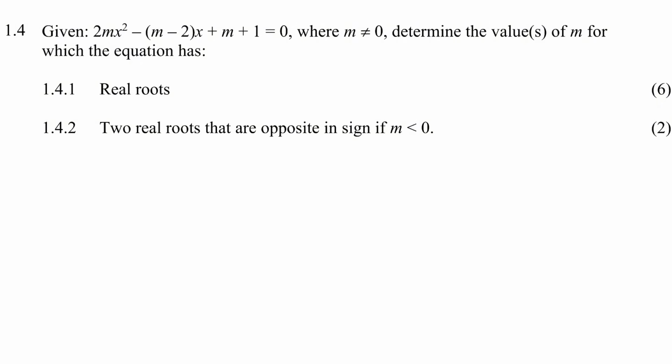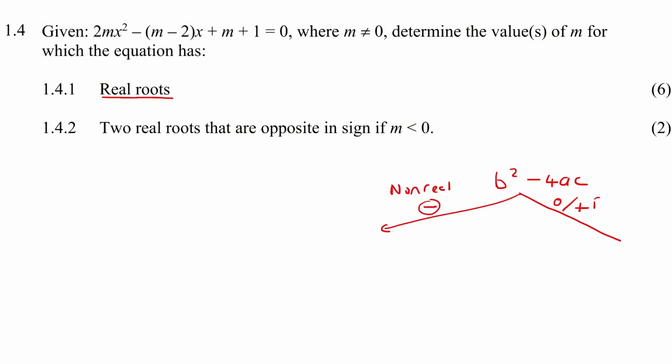Determine the values of m for which the equation has real roots. So this is all just nature of roots. Let's do a quick summary. We know that nature of roots is the b squared minus 4ac. If it is ever equal to something that is negative, we call that non-real. And if it is 0 or anything positive, then it's real. Now within the real category, there are 3 different options. If it is equal to 0, then we call that equal.